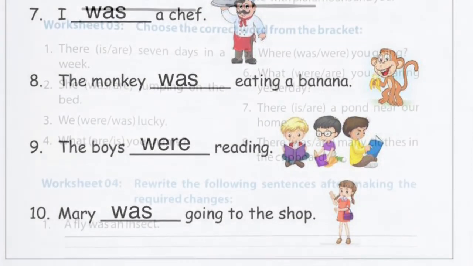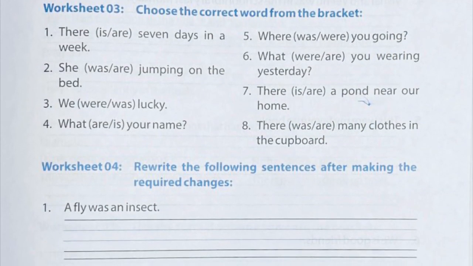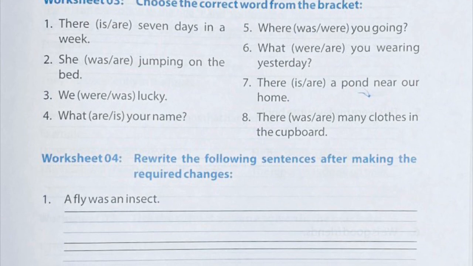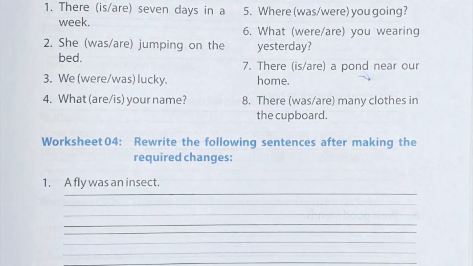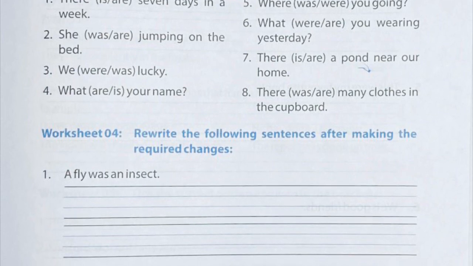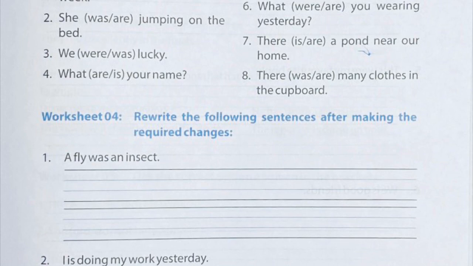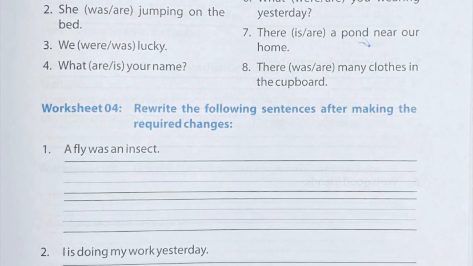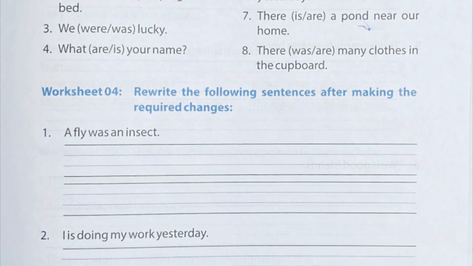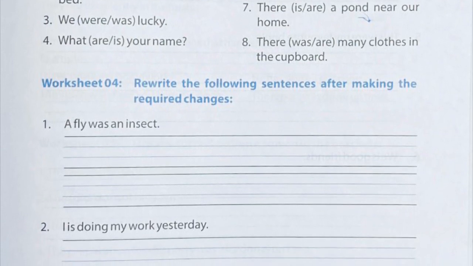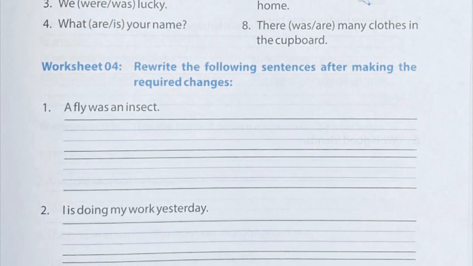Okay. So now, as we have discussed both is-am-are and was-were, I hope you will be able to solve worksheet 3 and worksheet 4 by yourself. In worksheet 3, you have to choose the correct word from the bracket. Okay, and in worksheet 4, they have deliberately given some wrong helping verbs, and we have to correct them.